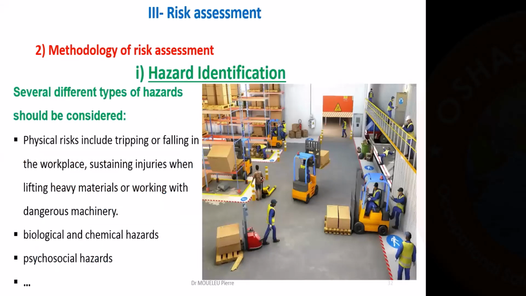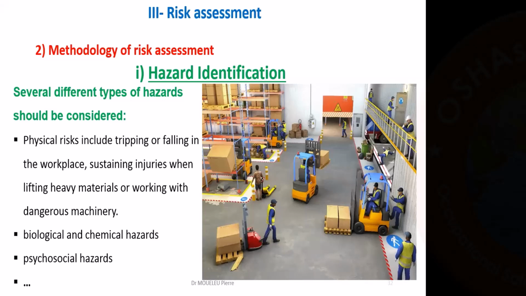And several different types of hazards exist. In this image that you have, you notice that there are people doing quite what they want, where they want, and so on. And in this situation, there are many hazards, at least 12 hazards that you can identify in this image. So there are physical risks, including the fact that you can fall on the workplace, sustaining injuries when lifting heavy materials or working with dangerous machinery.